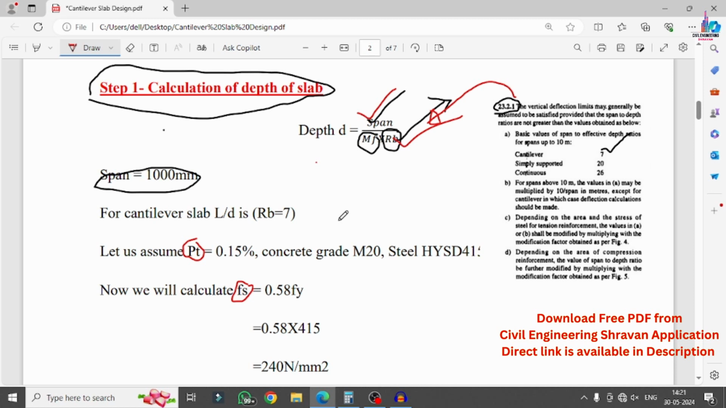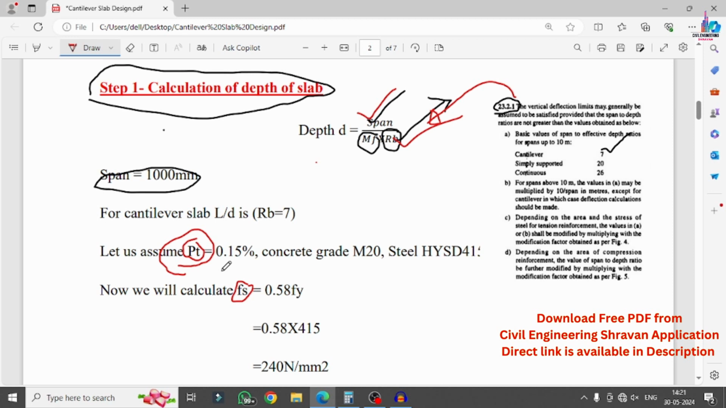So initially we will assume the value of the percentage of the steel. Basically we will assume 0.15. If you want, you can assume 0.2 or 0.3, depending on your consideration for the particular slab section. Here in this example, I am considering only the cantilever slab section. That's why I am assuming a small percentage of steel, which is 0.15 percent.